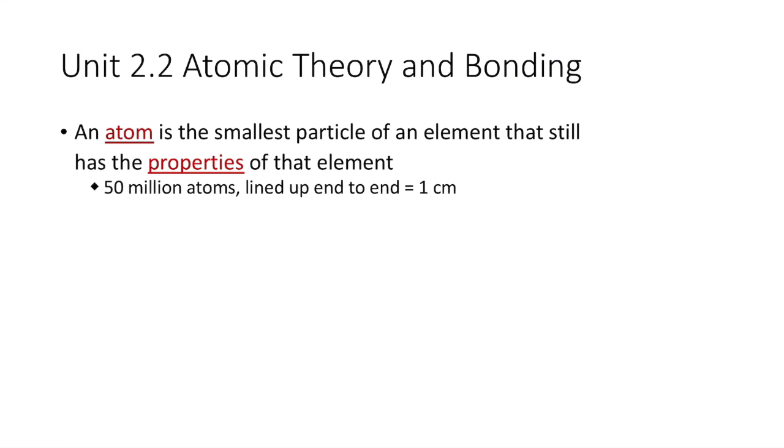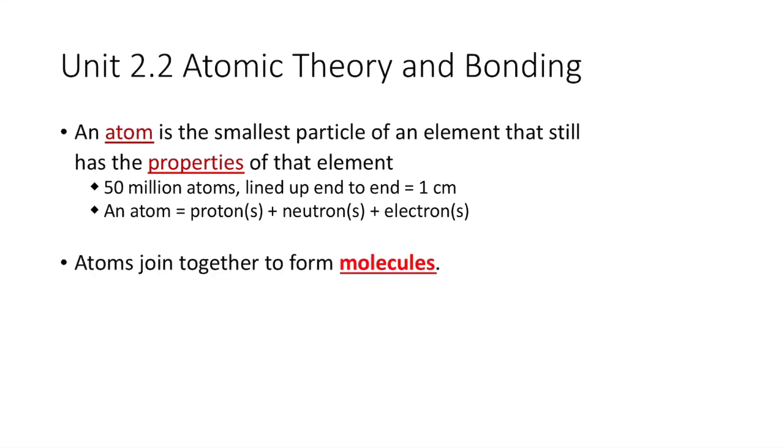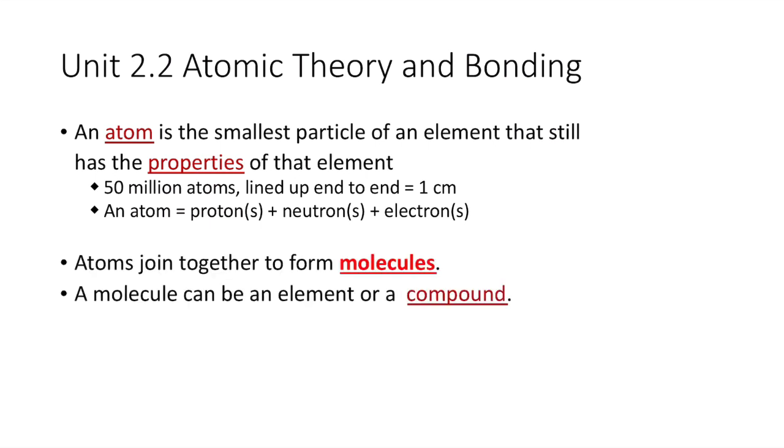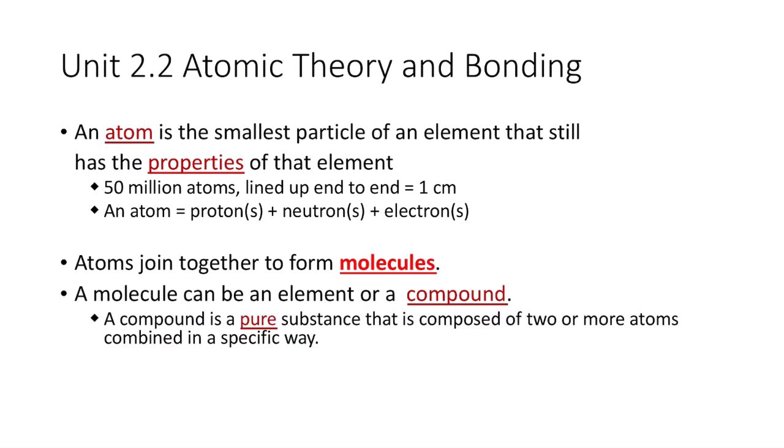Atoms are really, really, really small. So 50 million atoms lined up end to end would be about 1 centimeter in length. Atoms are made up of subatomic particles, so protons, neutrons, and electrons. And subatomic particles on their own do not have the properties of an element. Atoms join together to form molecules. A molecule can be an element or compound. And a compound is a pure substance that is composed of 2 or more atoms combined in a specific way.